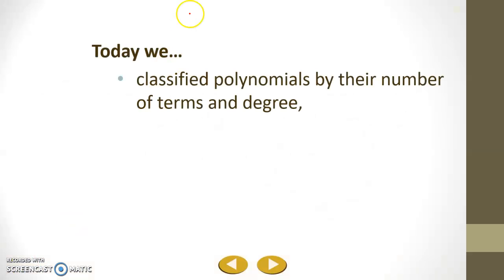All right, guys, today we classified polynomials by their number of terms, monomial, binomial, trinomial. All of those are examples of polynomials. And their degree. Remember, that was looking at the highest degree of the term inside the polynomial. The term with the highest degree determines the degree of the polynomial.